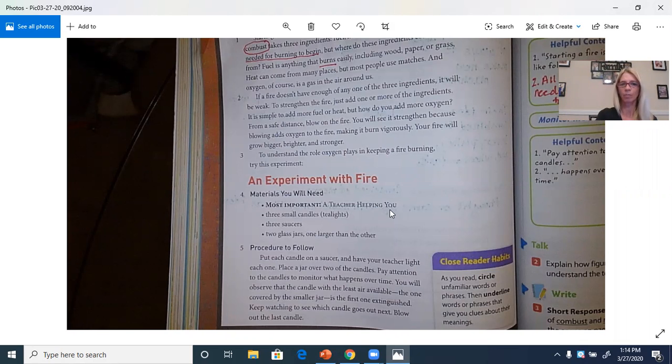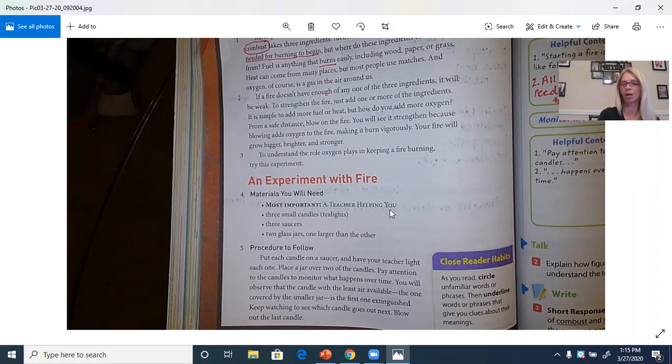So it says, put each candle on a saucer and have your teacher light each one. Place a jar over 2 candles. Pay attention to the candles to monitor what happens over time. You will observe the candle with the least air available. The one covered by the smaller jar is the first one extinguished. Keep watching to see which candle goes out next. Blow out the last candle.